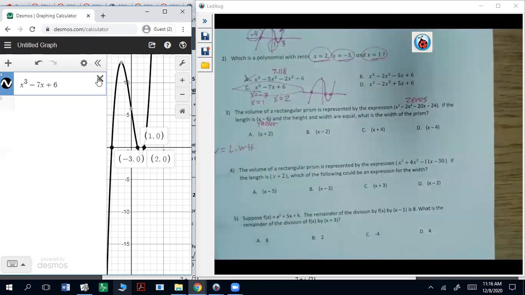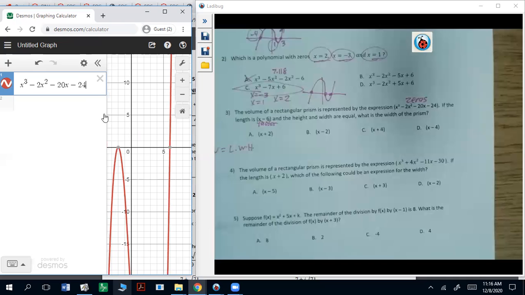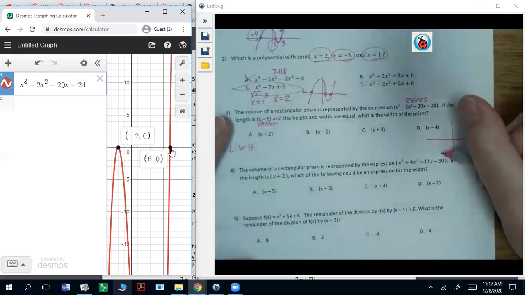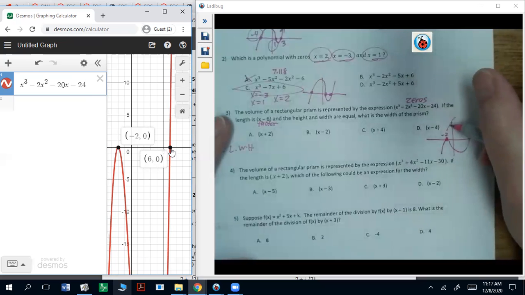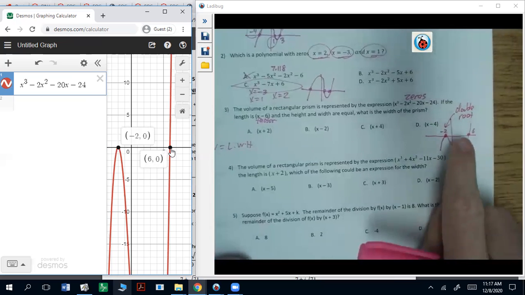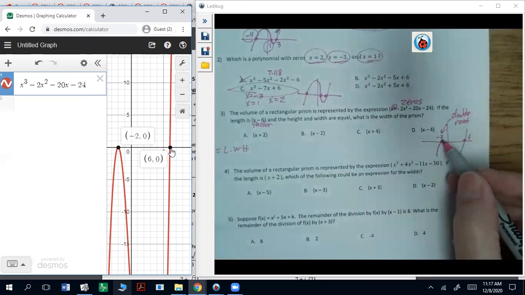So watch what happens when I graph the original expression. It's going to cross the x-axis at -2 and 6. So let's analyze this for a second. It hits -2, comes back down, then hits 6. This is a double root. So that factor actually gets counted twice because this is a cubic. So it's going to have 3 zeros, but this is a double root, so that zero counts twice.